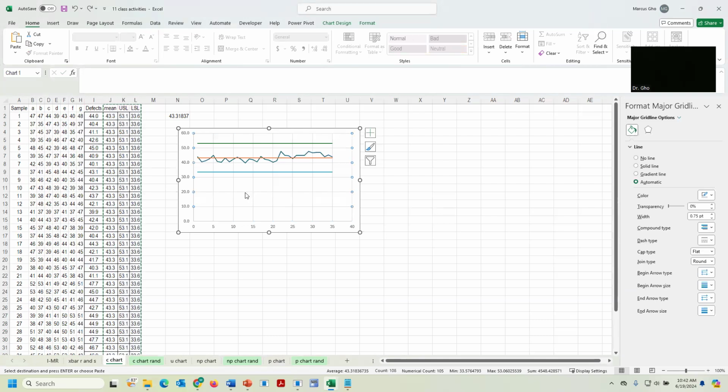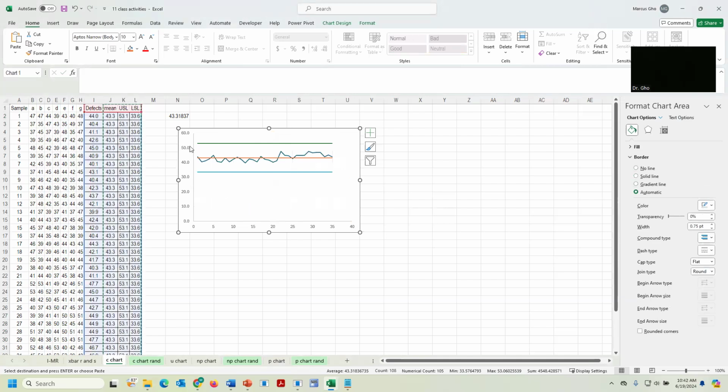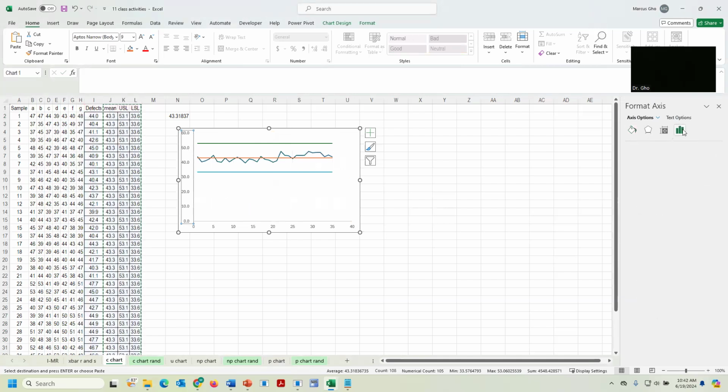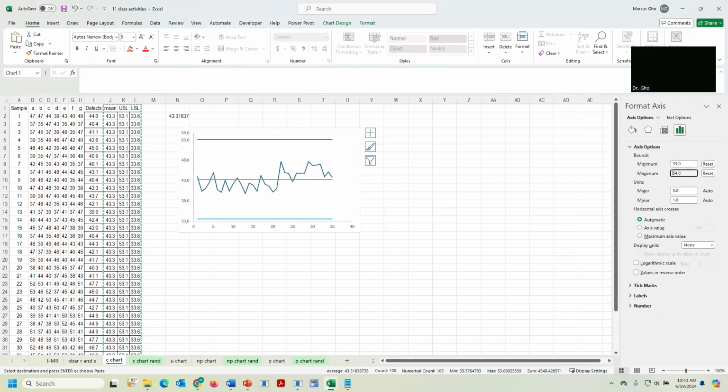And if I want to have a little bit more attention to the rate of change, I might adjust some of these. Let's see where I want to go. I'll change the axis options on here. Minimum, I guess I can go 33. Maximum, 54. And it looks like the process here is fairly stable through time.